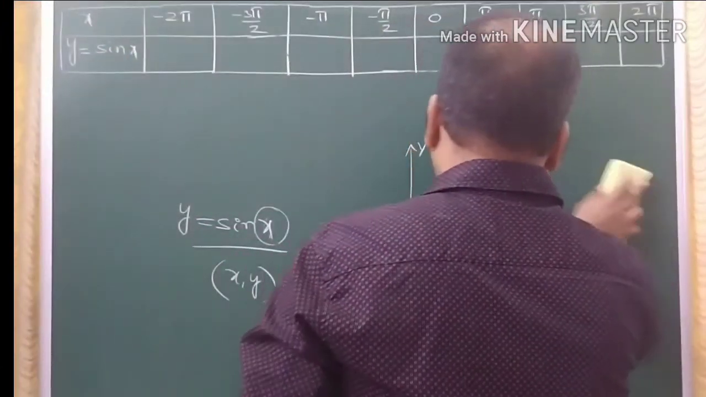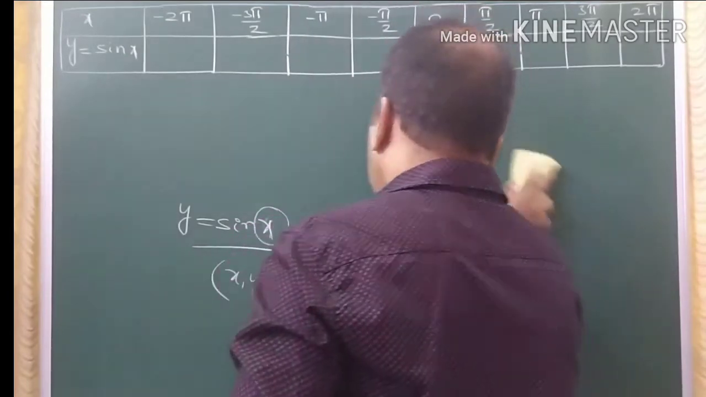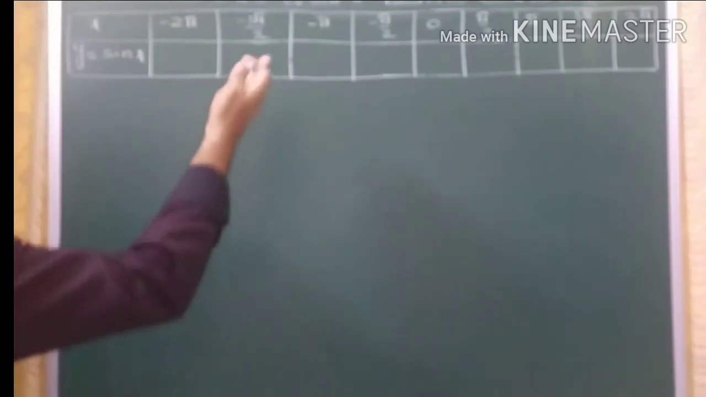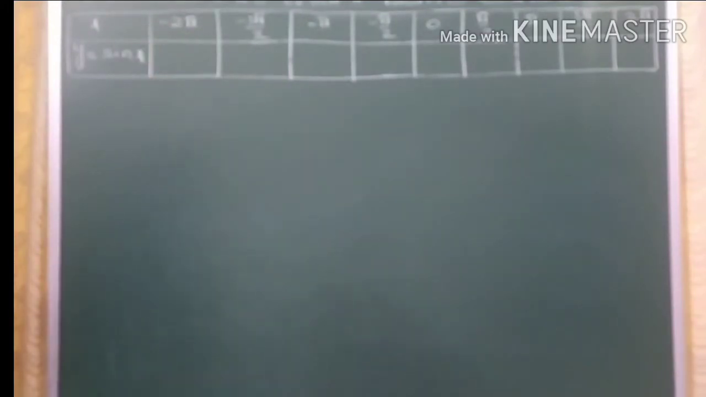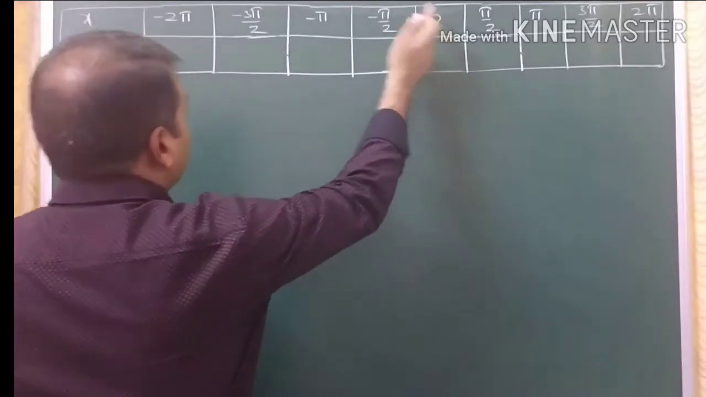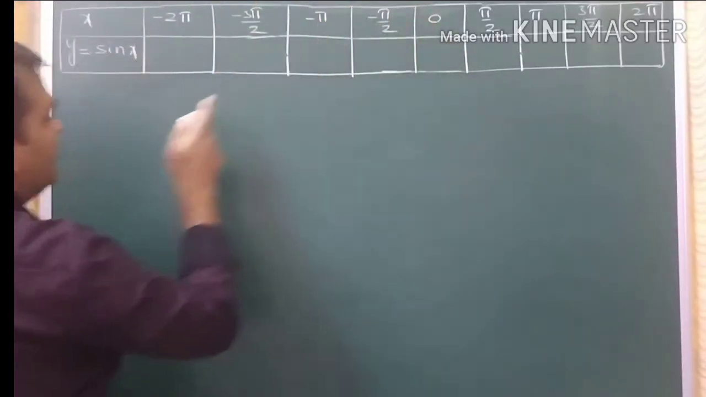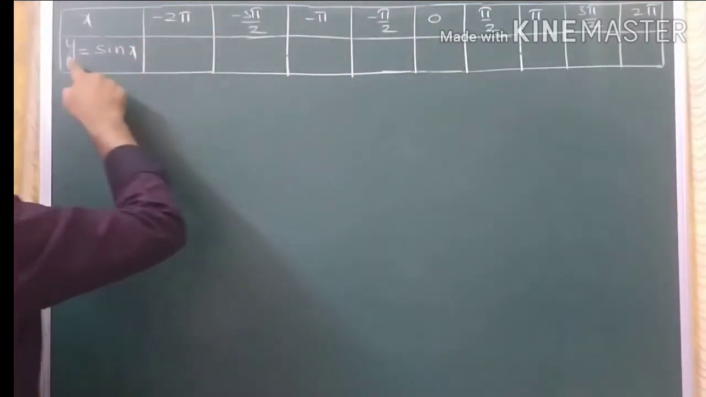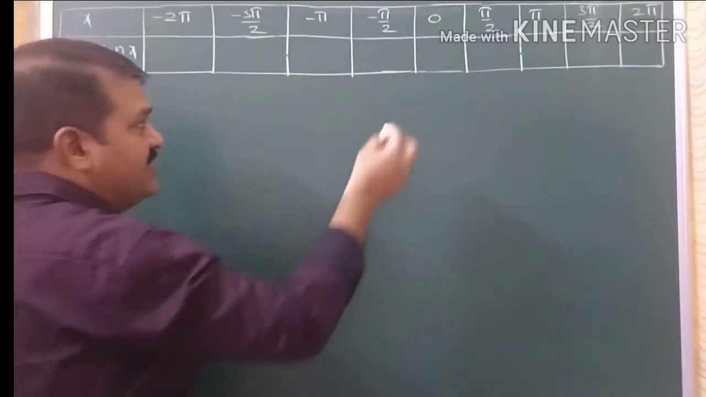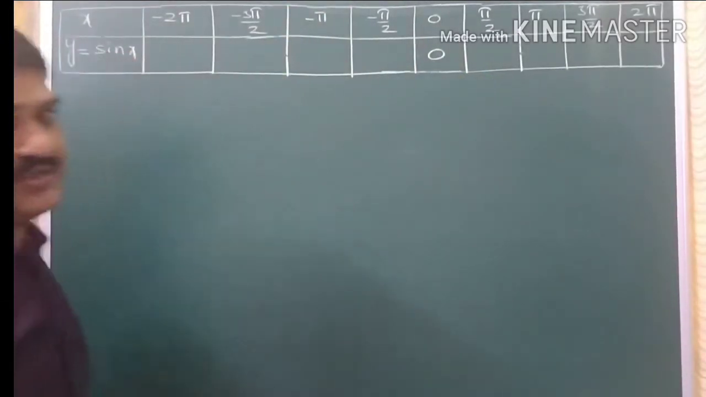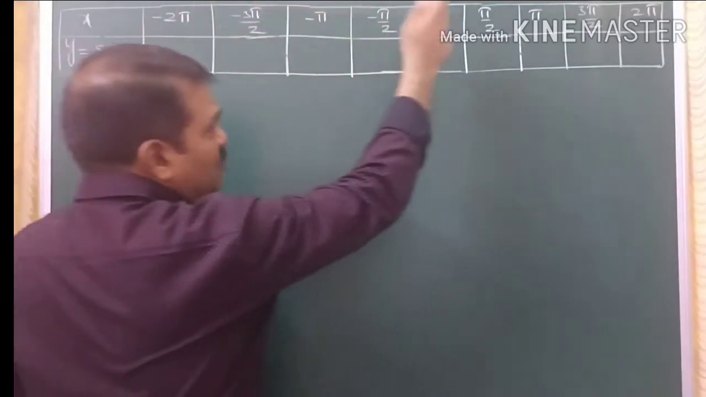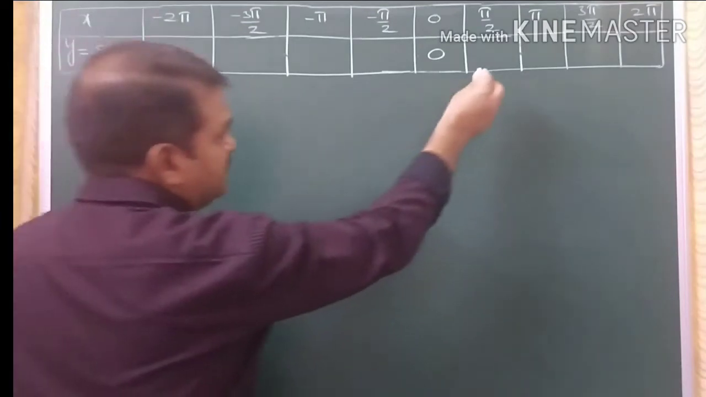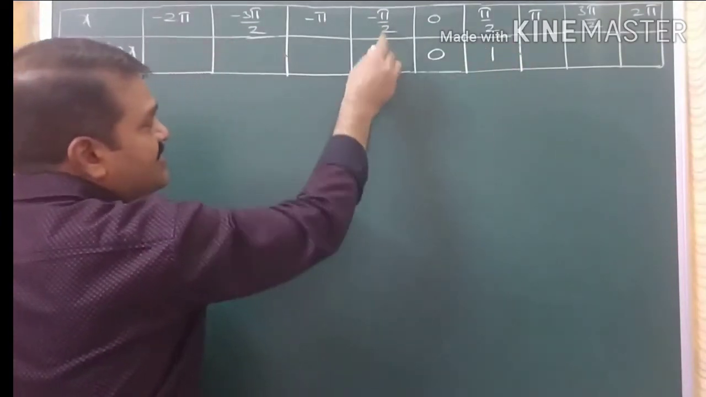Now let us see how the graph of y equals sin x will look. By taking suitable values of x, we are going to find y values. Let us start from 0. If x is 0, y becomes sin 0. What is sin 0? 0. If x is pi by 2, meaning 90 degrees, y is sin pi by 2, meaning sin 90, which is 1. And for minus pi by 2, it is minus 1.